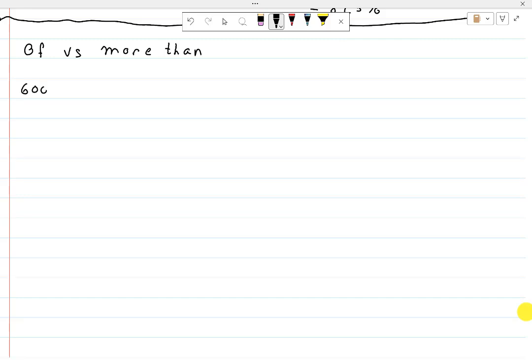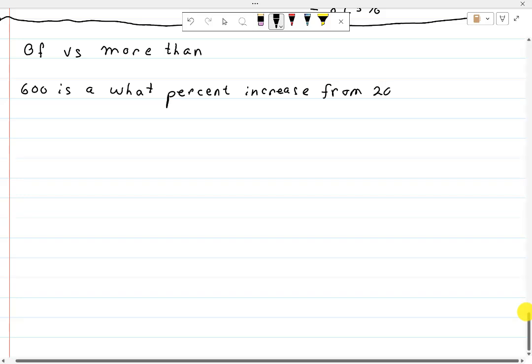600 is a what percent increase from 200? Oh, I'm just doing 200. It's not dollars, just 200. So think about this. The increase is 400. That 400 is twice the 200. So what we do there is we can convert from more than to of in the following fashion.